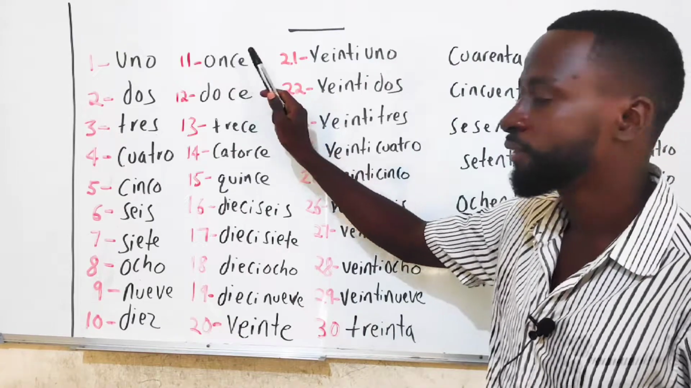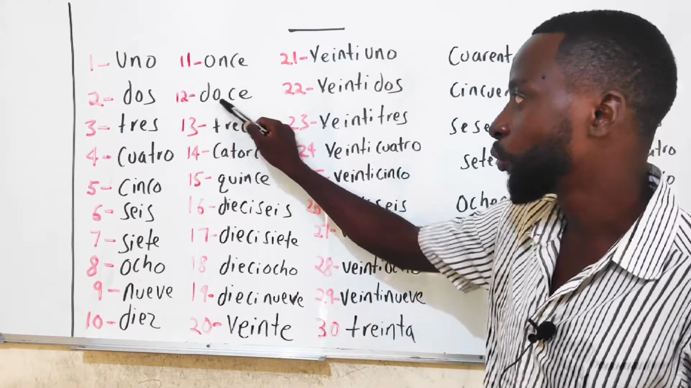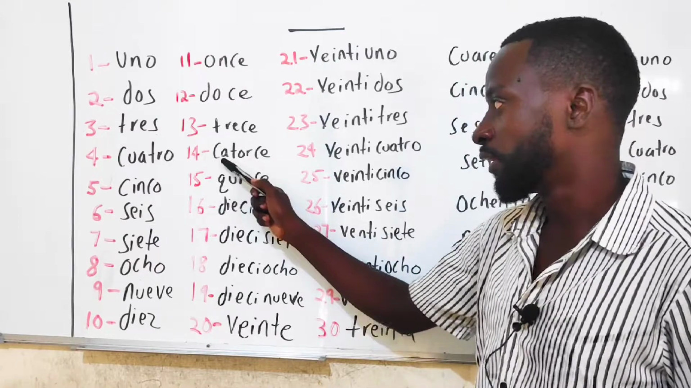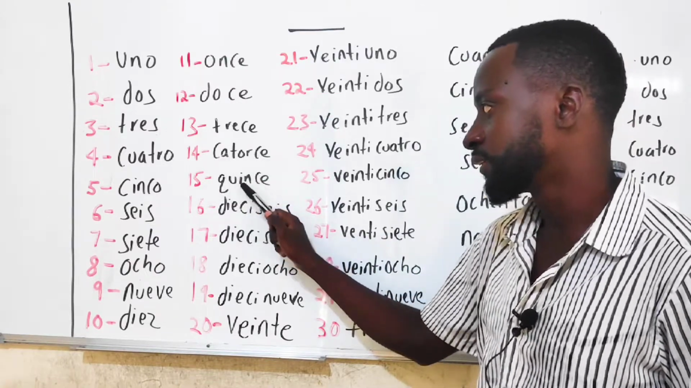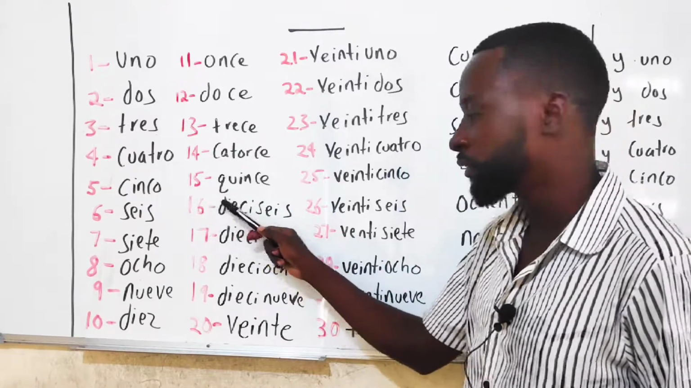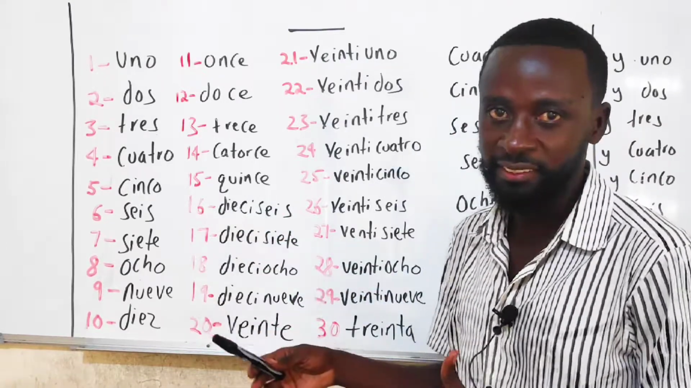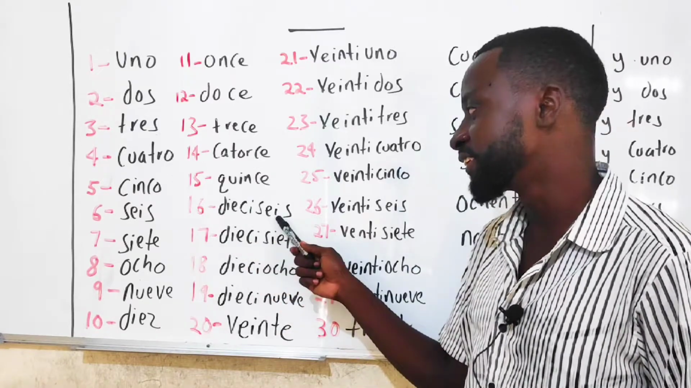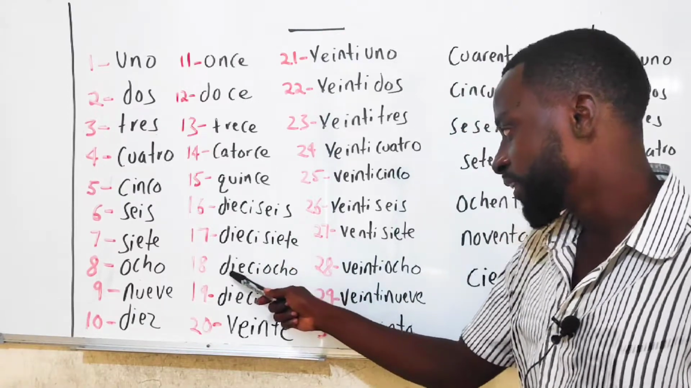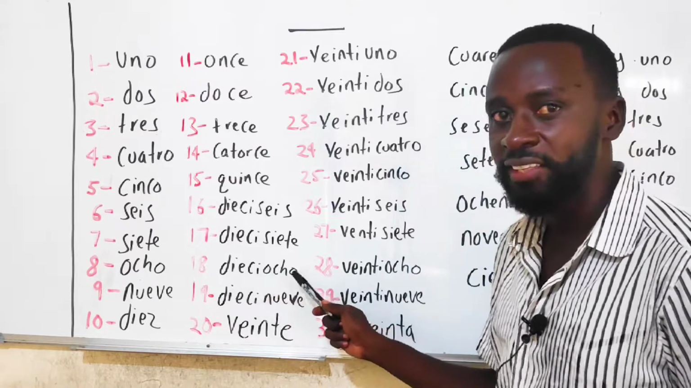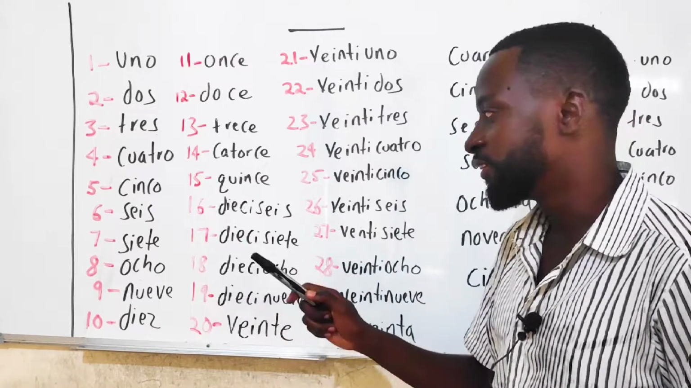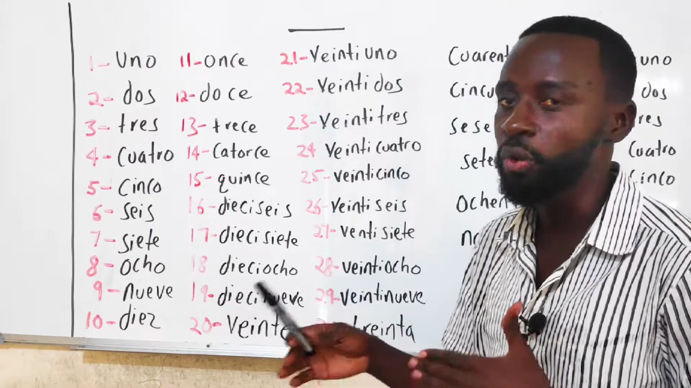11, that's 11. 12. 13. 14. 15. 16. Now here they change a bit, literally 16 is like 10 and 6. Then 17, 18, 19, literally 10 and 9. 16, 17, 18 y 19.